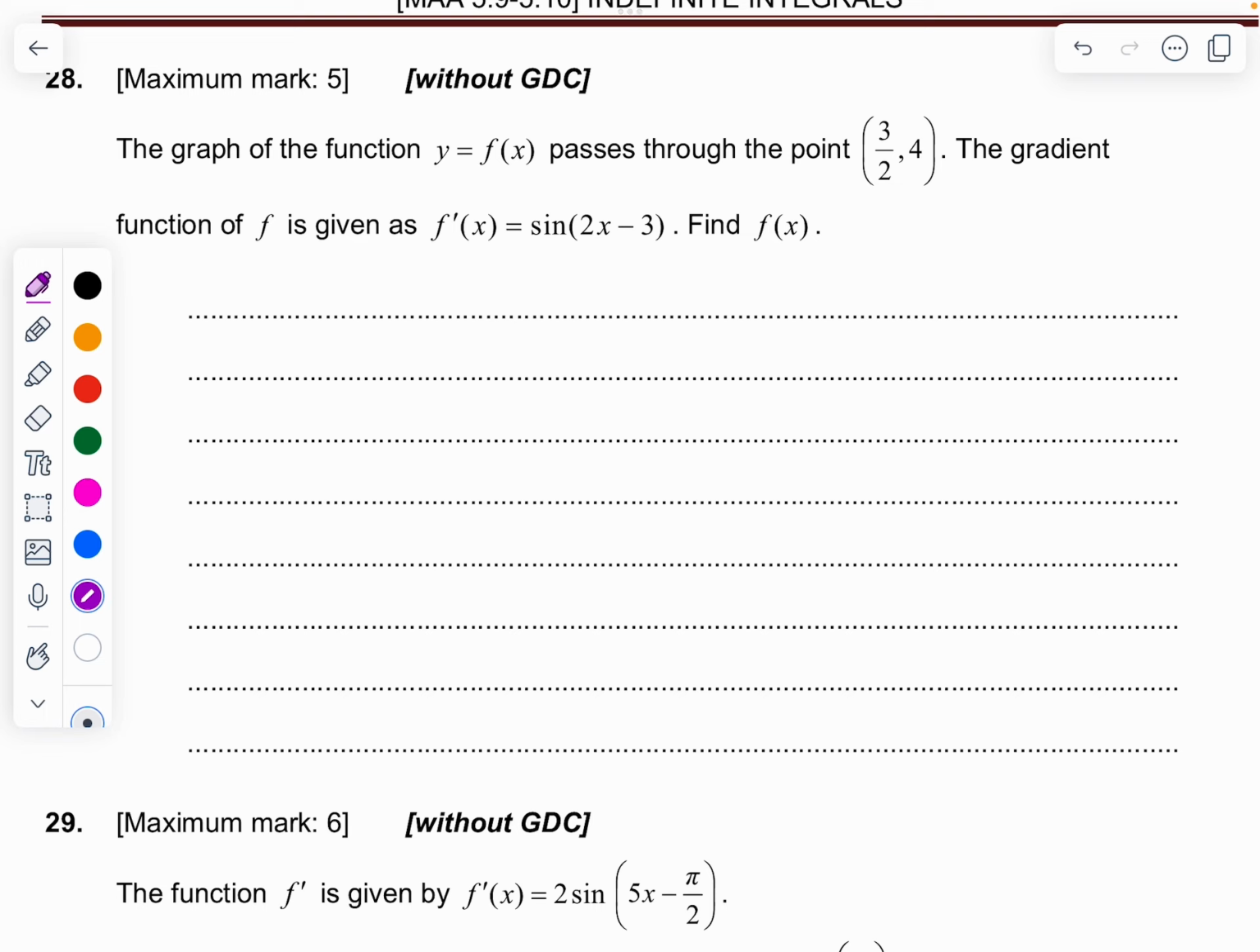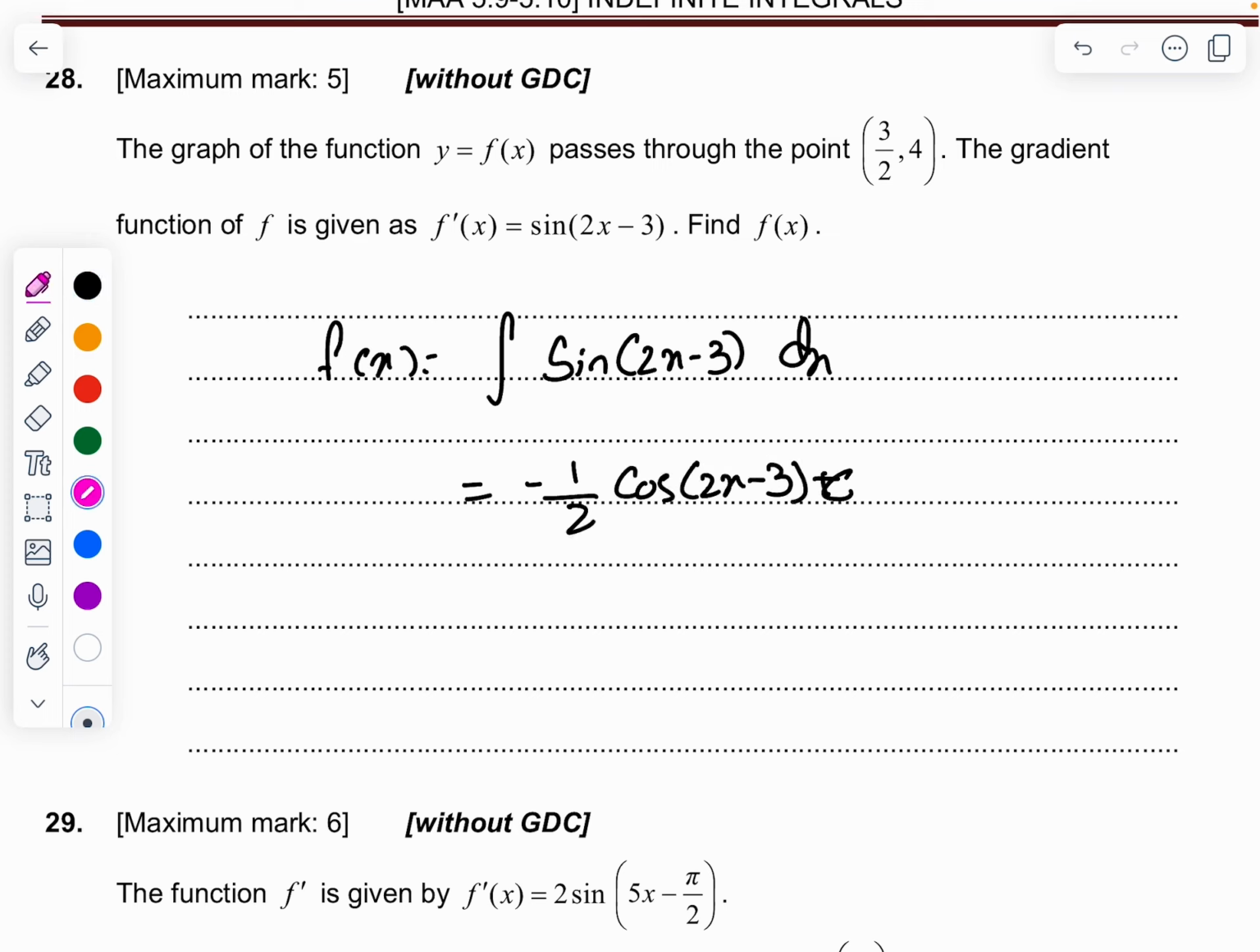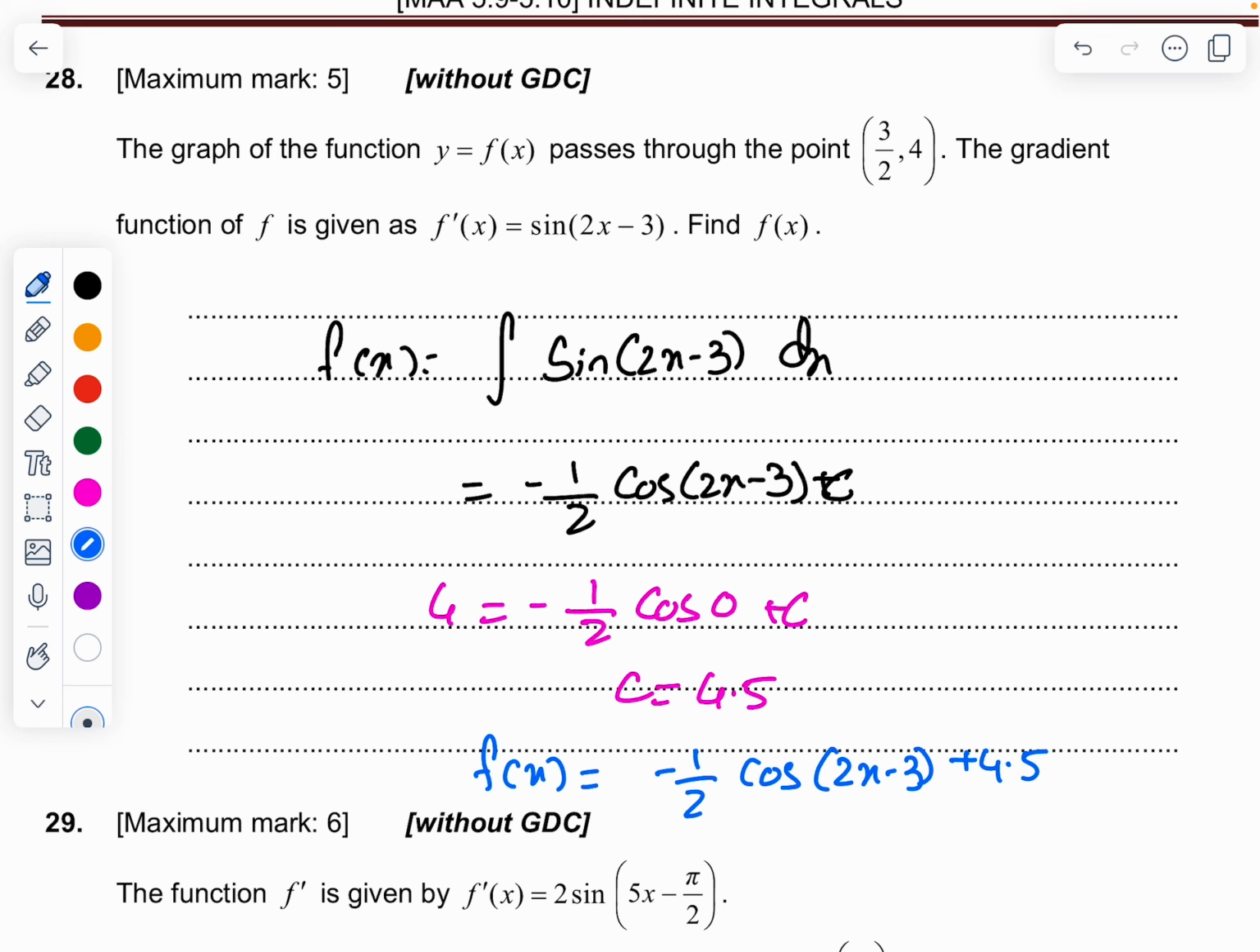Question number 28. The graph of a function y equals f of x passes through 3 by 2 comma 4. The gradient is given. Find f of x. So f of x will become the integral of sine of 2x minus 3 dx, which is minus 1 upon 2 cos of 2x minus 3 plus c. Substitute the conditions. 4 equals minus 1 upon 2 cos 0 plus c. This gives me c value as 4.5. So what's going to be the answer? f of x equals minus 1 upon 2 cos of 2x minus 3 plus 4.5.